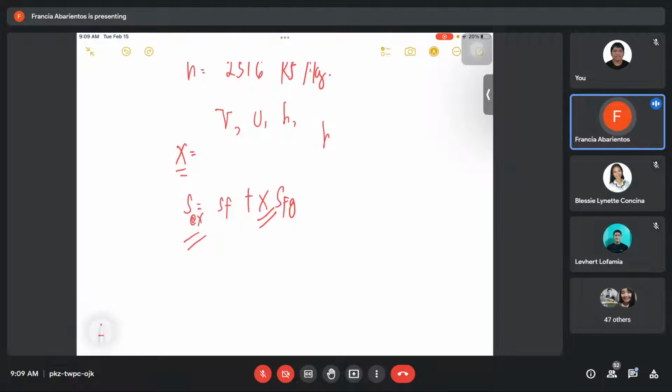Diba, yung enthalpy natin, HF, tapos yung given mo is mas malaki. Pero mas malaki pa rin yung saturated vapor value niya. Okay. So, mas malaki pa rin. So, ibig sabihin, nagpo-fall siya sa wet mixture. Okay? Ibig sabihin, hanapin mo yung quality niya.